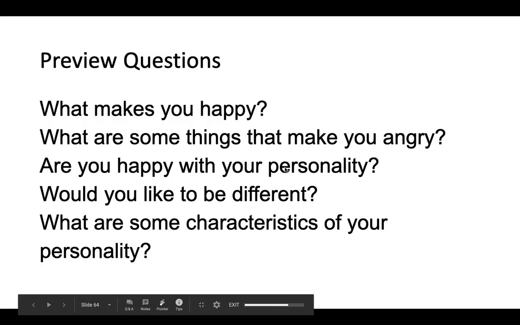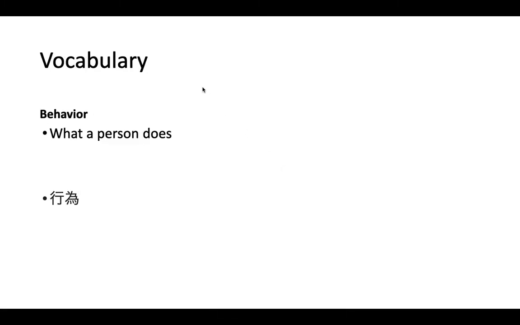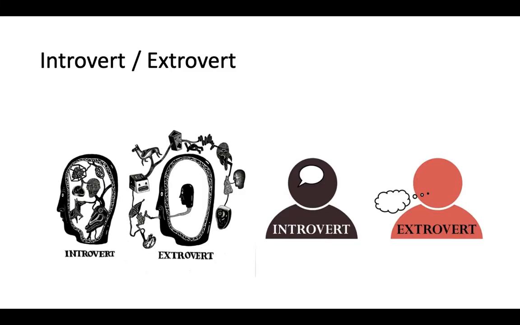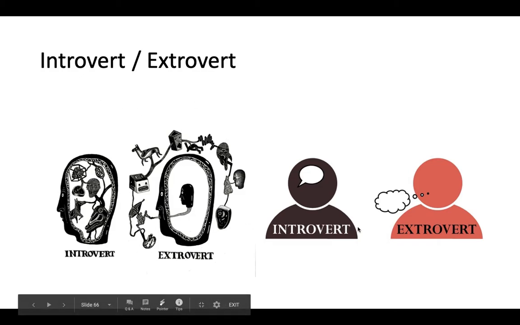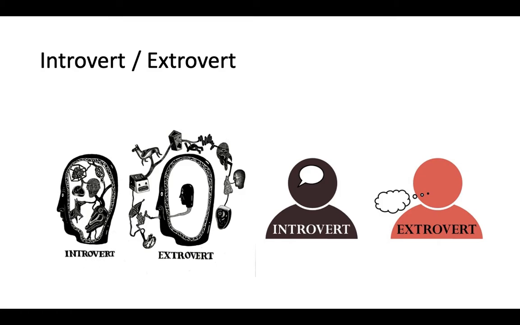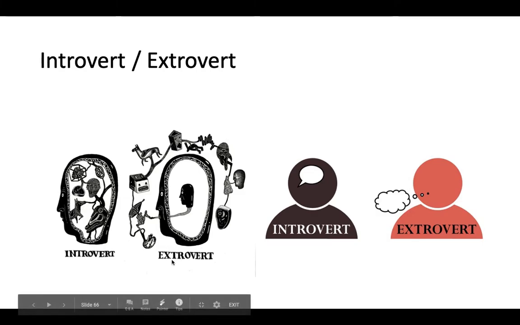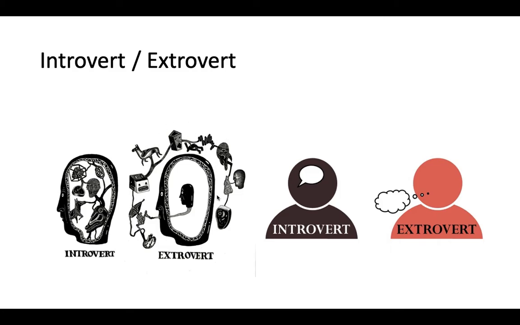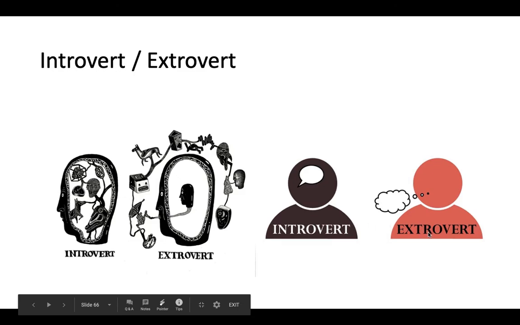This is the vocabulary. Okay, so the vocabulary on this page, behavior is what a person does. This is a hard thing to say, so I just put the Chinese meaning here. Introvert versus extrovert. Here's just a couple pictures to give you an idea. This is an introvert. This is a person who spends a lot of time, maybe they're quiet, and they think about things in their mind. An extrovert is a person, they spend a lot of time on the outside talking with other people. Here's just another more simple picture: introvert, extrovert.